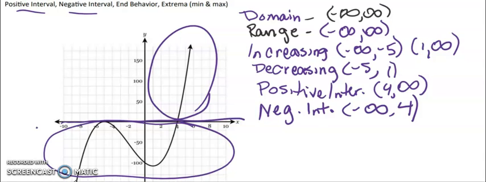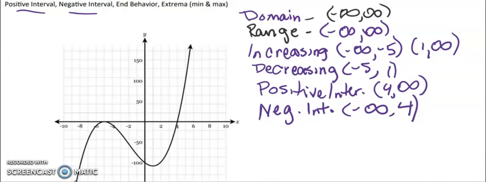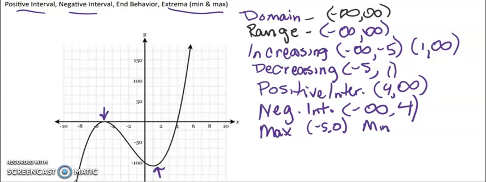Okay? Now, let's talk about extremas, because they call them extremas instead of maximum and minimum. These are where we turn. So they're called a relative maximum and a relative minimum. So the max would be this turning point. The max is negative 5, 0. The minimum is this turning point. So the extreme minimum is 1, negative 100.